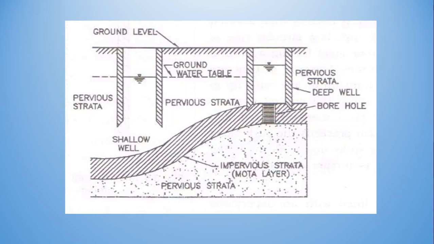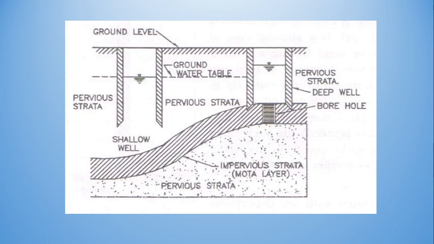As you can see, this is the shallow well, and this is the deep well. This is the pervious strata, this is the impervious strata, which is also called the mota layer. This is the groundwater table. Here you can see the groundwater level. This is the borehole with the help of which water is directed from this pervious strata through the impervious layer to the deep well.